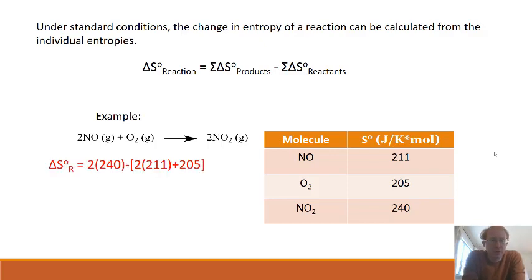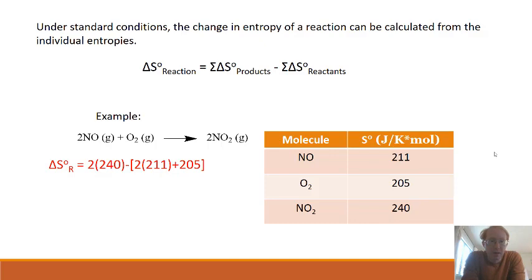So we set up our reaction, and notice the entropy change for the reaction is equal to the sum of the products. I only have one product, NO2, but I have two of those, so I need to use my coefficient in my balanced equation. So my coefficients absolutely apply. So it's 2 times 240. That's the entropy change for my products.